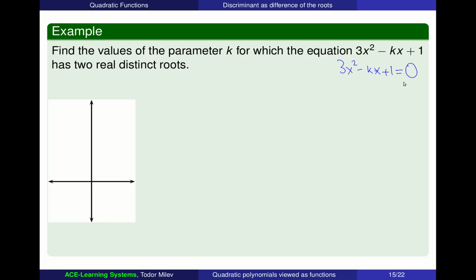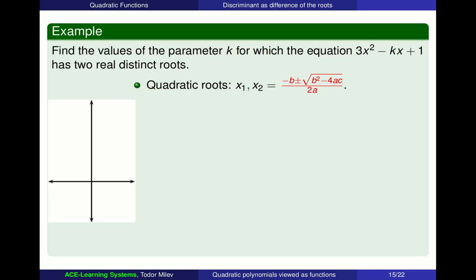How do we solve it? What are the roots of that quadratic equation? I'm sure you figured it out. The roots of that quadratic equation are simply given by the formula minus b plus or minus radical of b squared minus 4ac over 2a.